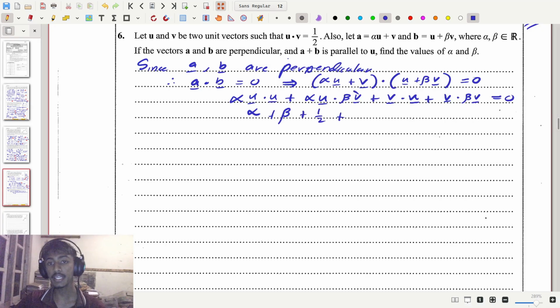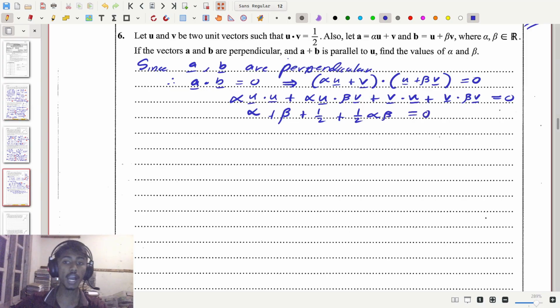And then finally, we have this last term, which is alpha u dot beta v. Now if you rearrange, we can take the alpha and the beta to the front and have alpha times beta, but then we are going to have u vector dot v vector, which is again equal to half. So alpha times beta times a half, which is going to be half alpha beta. And that whole thing is equal to 0.